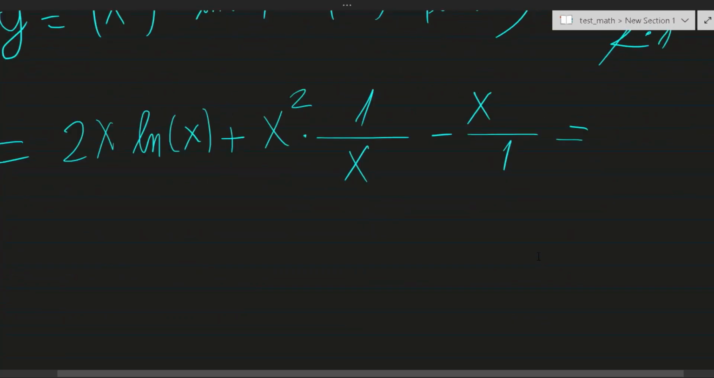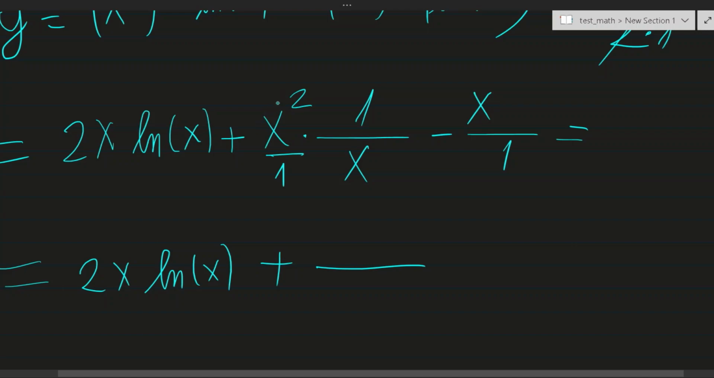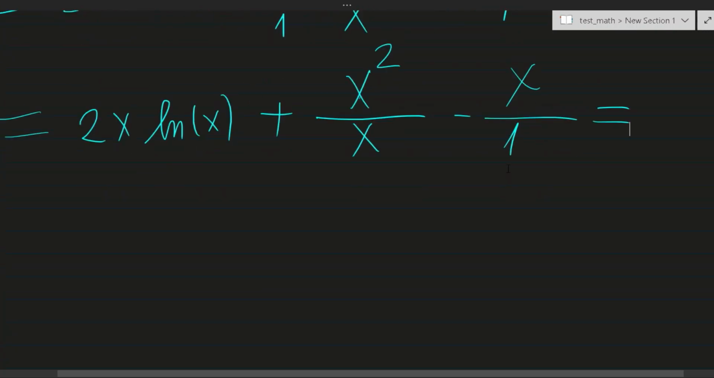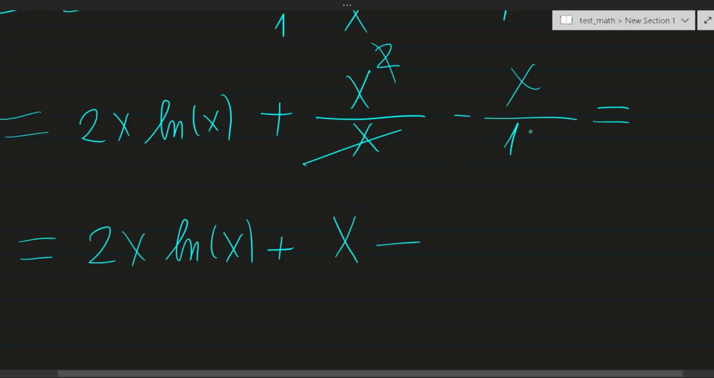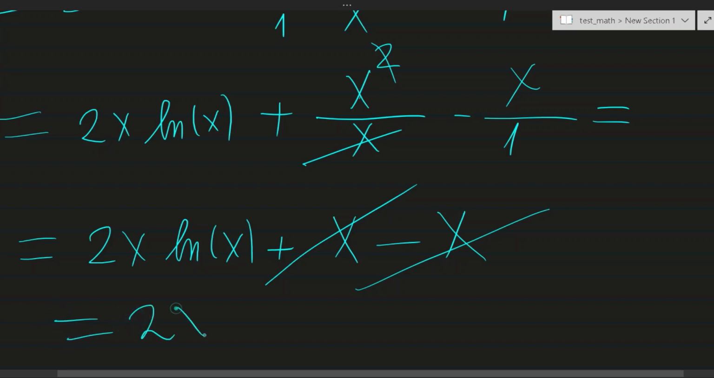Now what we will have, 2x ln x. Here we can write, here for denominator is 1. We must multiply numerator with numerator. This up, it will be multiplied, is x to the power of 2, or x squared. 1 multiplied by x is x. In the end, we will have 2x ln x plus this square with this, it will be simplified. x divided by 1 is x. This and this are monomials with different signs, here plus and this minus, and in the end the result will be 2x ln x.